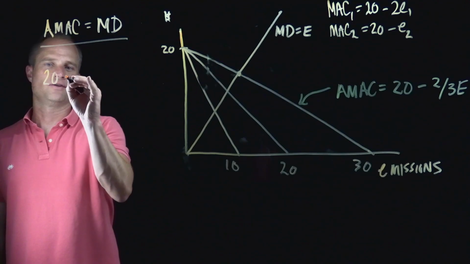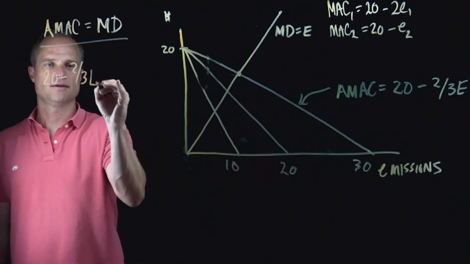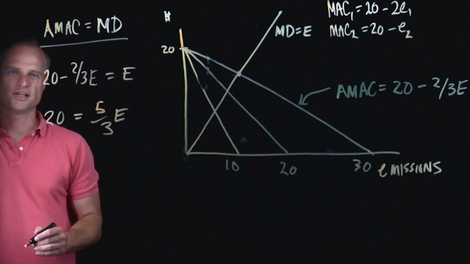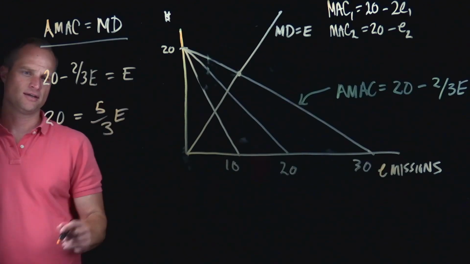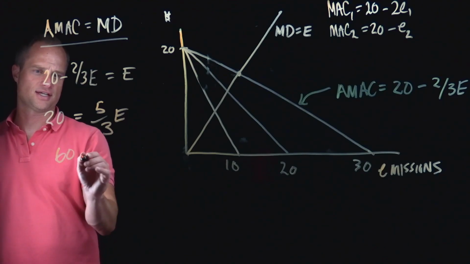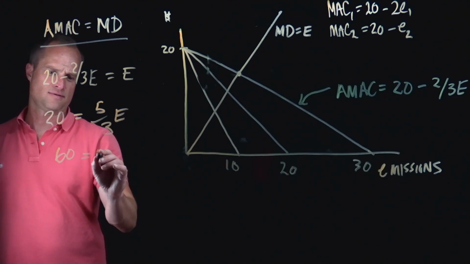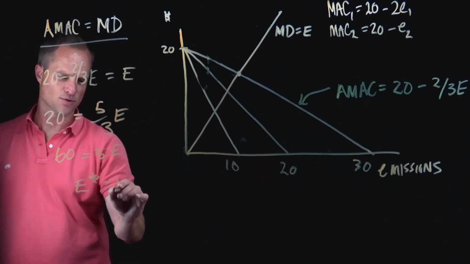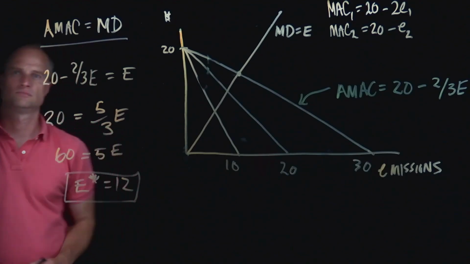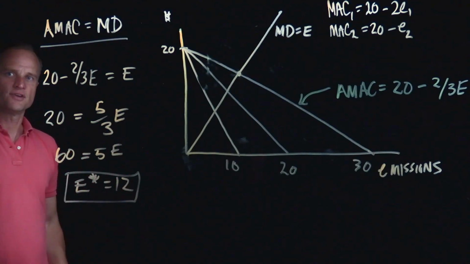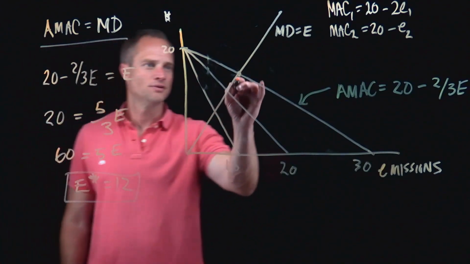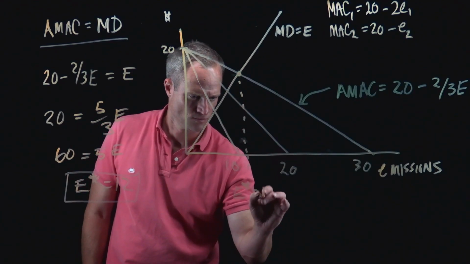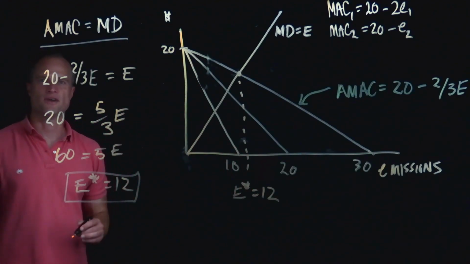And so we know that 20 minus 2/3 E, the AMAC, equals E, which leads to 20 equals 5/3 E, which equals 60 divided by 5, times E, and E star equals 12. 12 is the efficient level of total emissions. You can mark that right there.